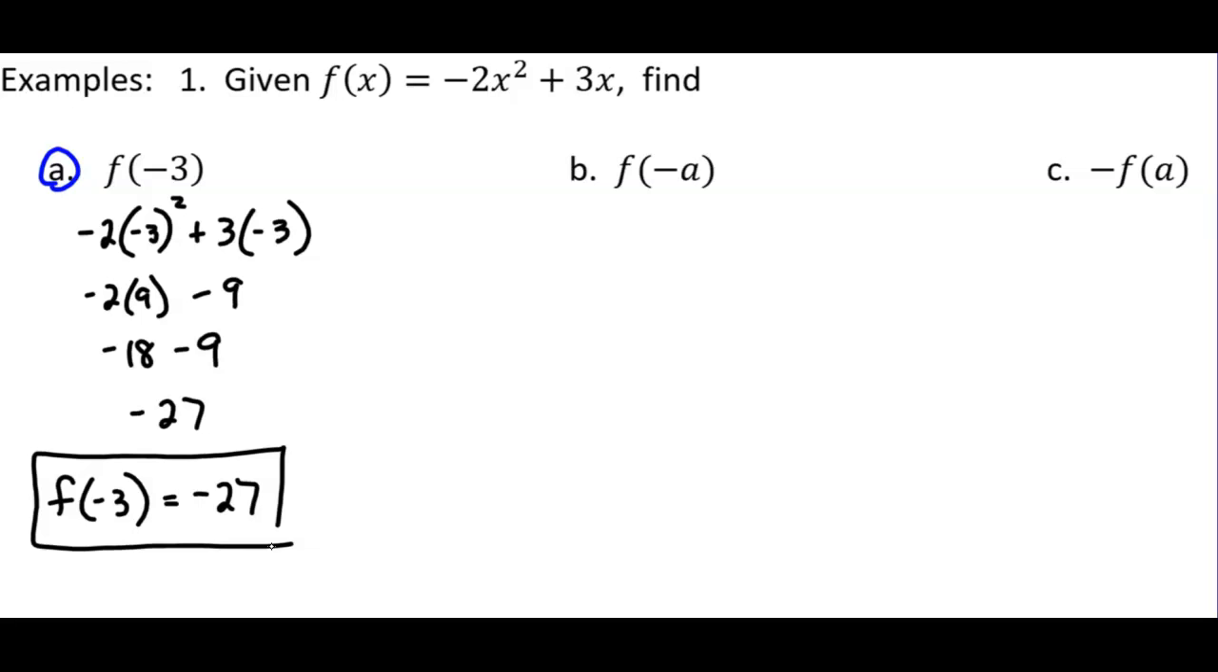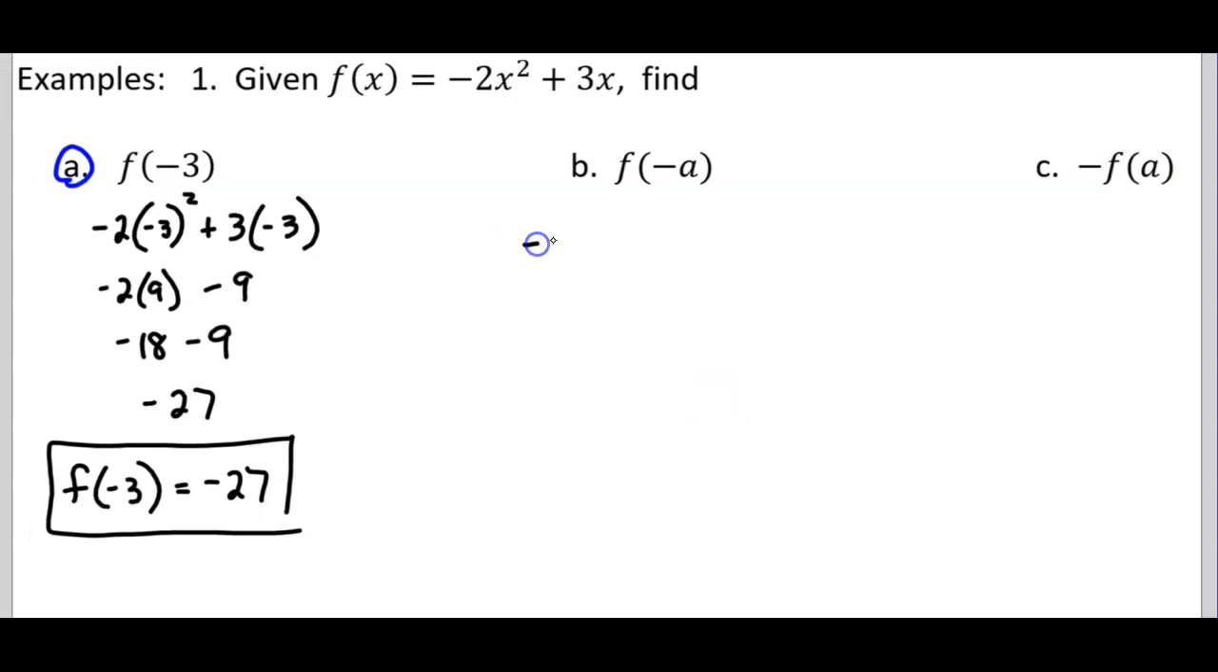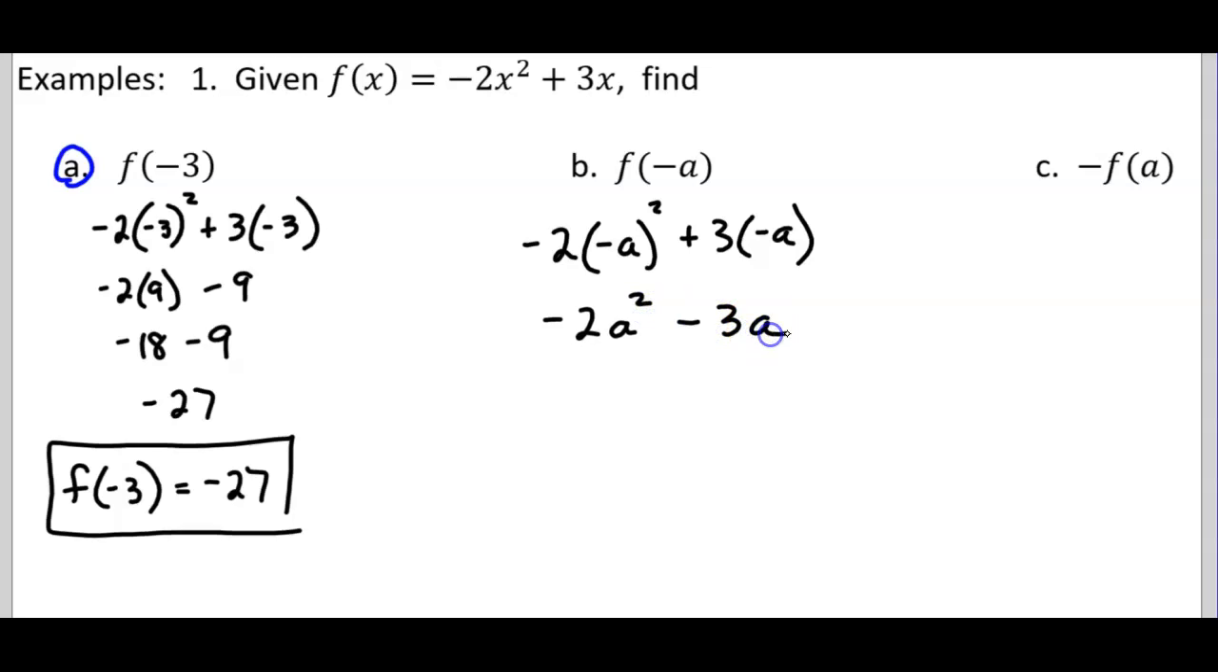They don't always give us a number, so this time they give us a variable, -a, so part B now. And so we're going to do the same thing though, -2 times -a squared plus 3 times -a. And then what we can do, we won't be able to get a numeric value out of this, but we'll be able to simplify the expression. So we have -2 times a squared minus 3a, and that's it. Okay, so there we are.